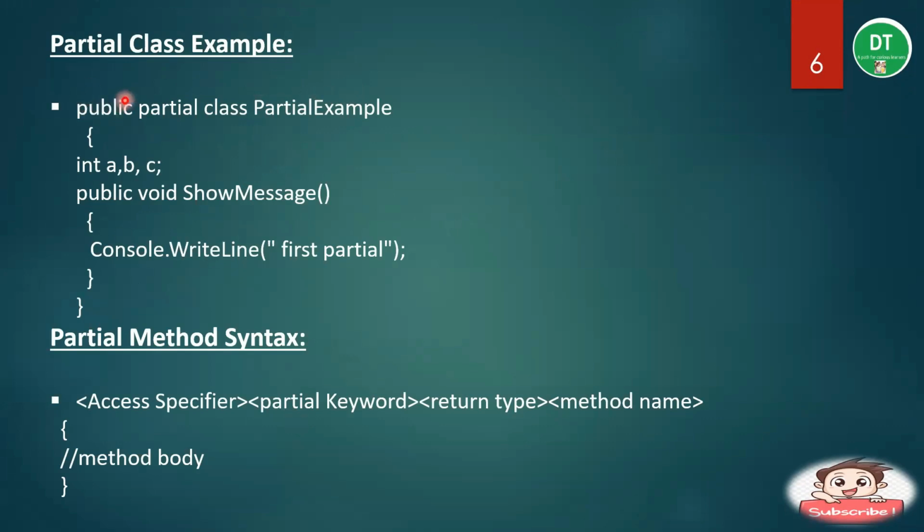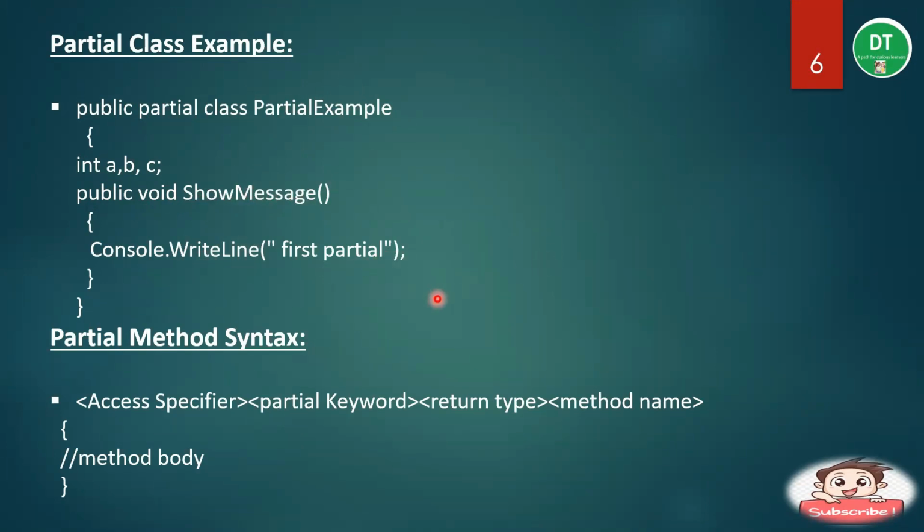So here I have given access specifier is public, then partial keyword, then class keyword is coming, and after that partial example is the name of the class, and this class contains 3 integer variables A, B, C I have declared here, and it is having one method which is general method, which is not a partial method. So the name of the method is show message, and it is printing first partial.